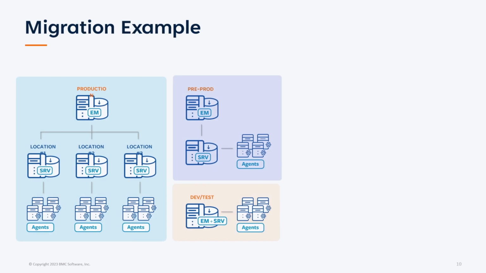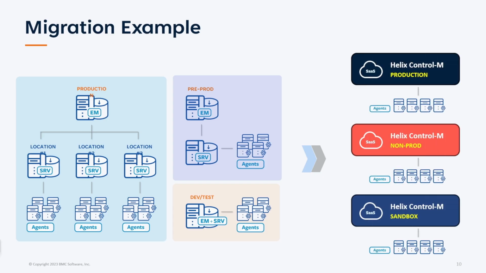Let's take a look at some different architecture examples for different migration scenarios. In this case, we have a production Control M environment with an enterprise manager and one or more Control M servers. We have a pre-prod environment and a development/testing environment. In Helix Control M, your production environment would be migrated to a production tenant, which all of your agents can connect to. And similarly, with your pre-prod and development environments, they would also be migrated to their own respective pre-prod and sandbox tenants.